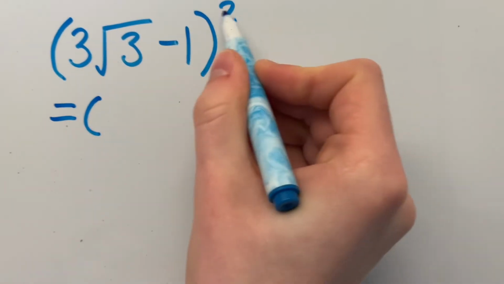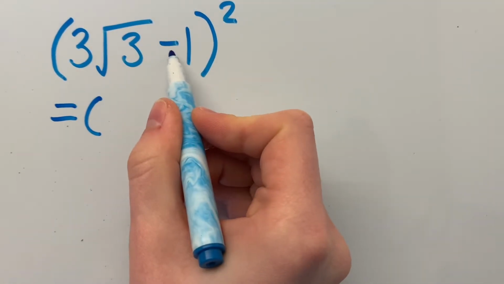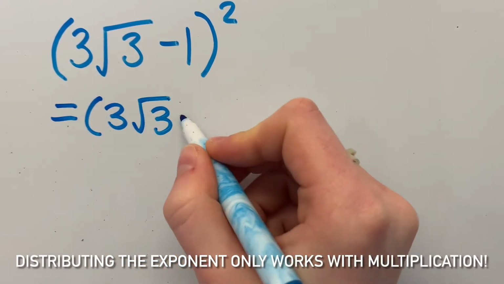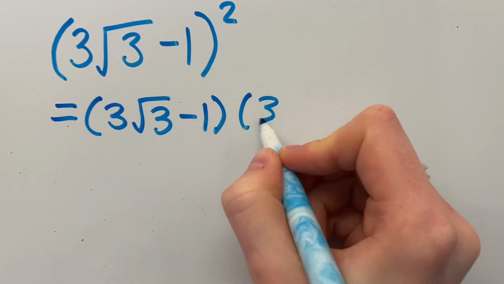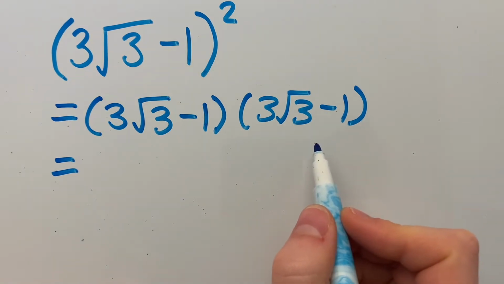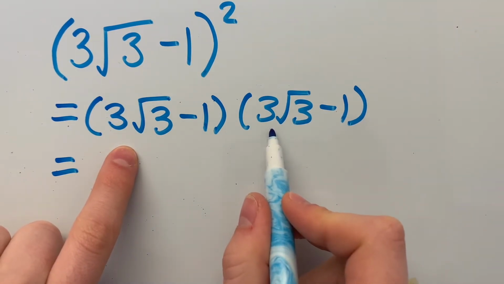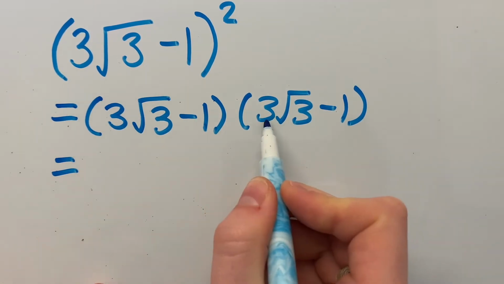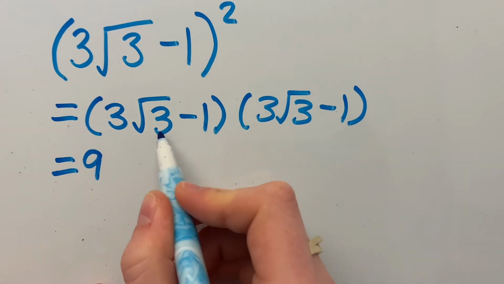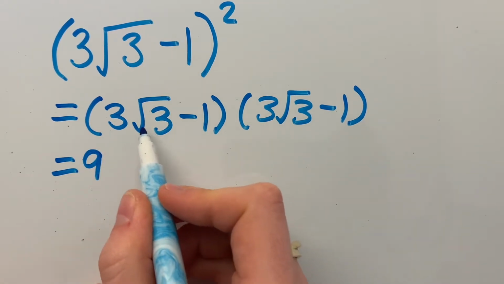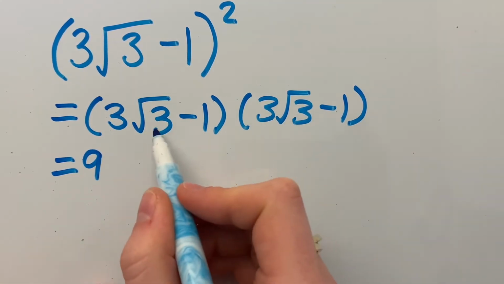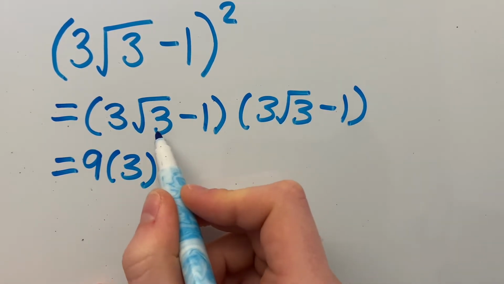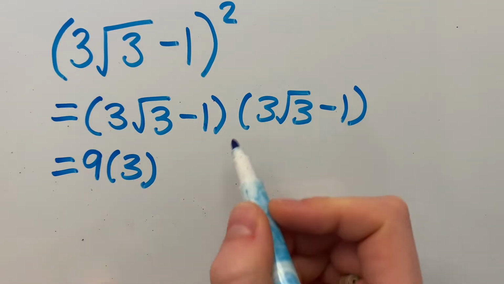Now, I can't just apply the exponent inside because there's subtraction, so I have to rewrite it as the entire expression times itself. Next, we just want to expand using FOIL, so my first term times my first term. That would give me, well, you do the coefficient, so 3 times 3, and you also multiply the terms under the square root with each other. So root 3 times root 3 actually just gives us 3, or root 9, which is 3.